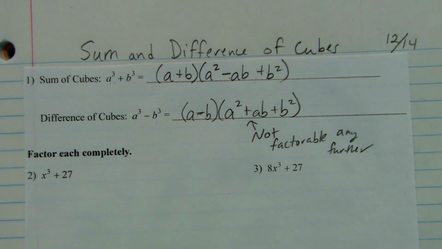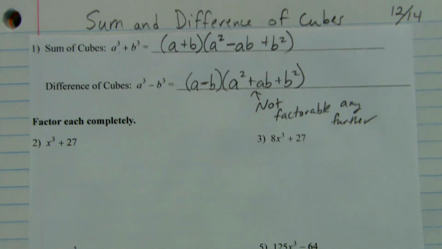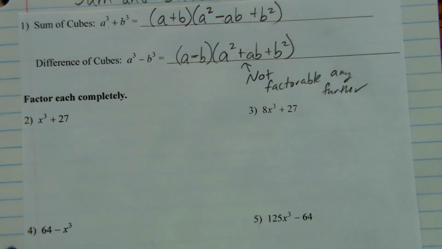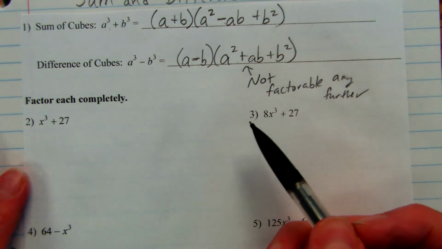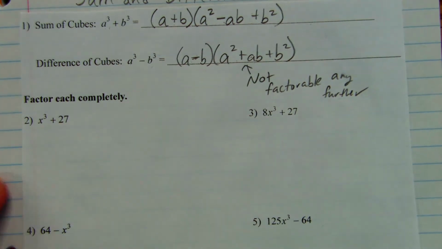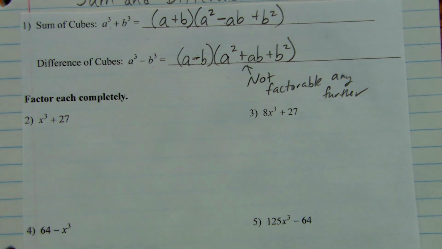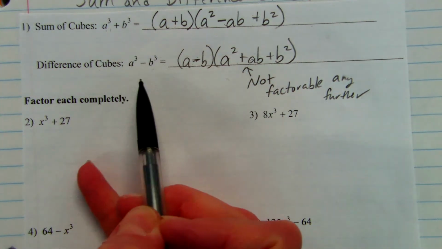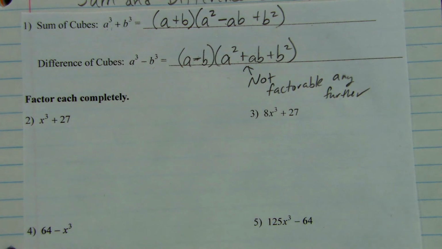What if you had A minus B in parentheses, A something? This is as far down as it goes. Okay, so what we're going to do is turn everything into either a sum of cubes or difference of cubes so that we can use the formula.